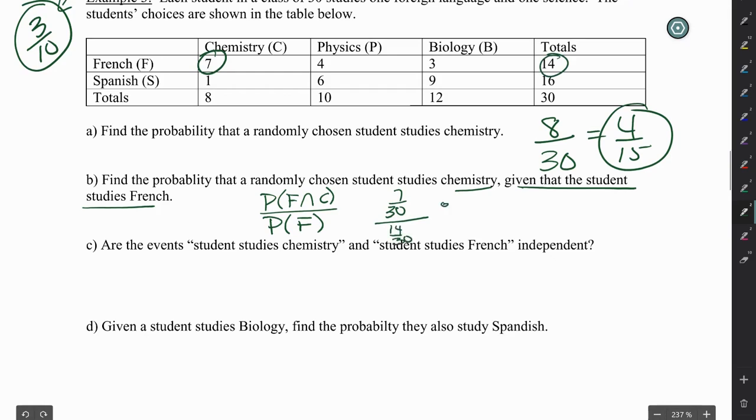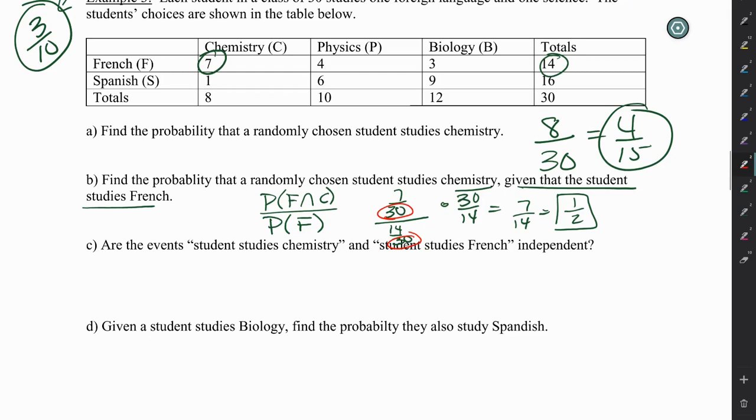When we divide these, we multiply by the reciprocal, which gives us 7 out of 14, which is 1/2. Now, you'll notice these denominators are the same, so they cancel out. So when you're using a chart, you can shortcut this a little bit and just take the number of French and chemistry and divide that by the number of French, because the denominators will cancel because you have the same number of total students.